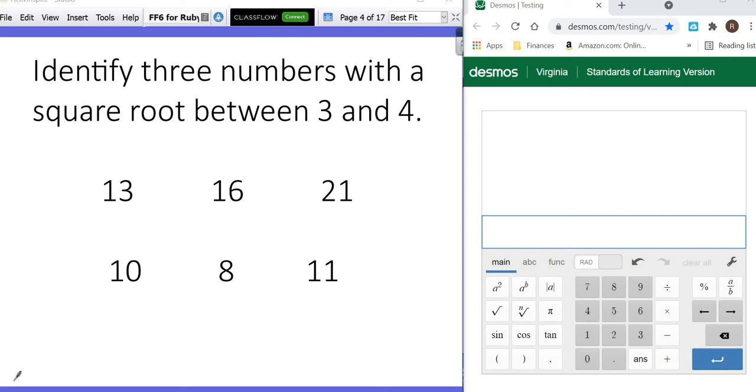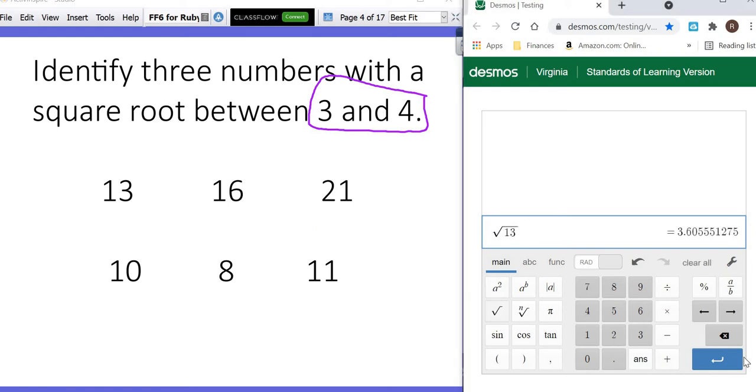All right, so we are reviewing for Flashback 6. We're going to identify three numbers with a square root between 3 and 4. So we're going to start by putting every one of these into our calculator. We're going to take the square root of each number.